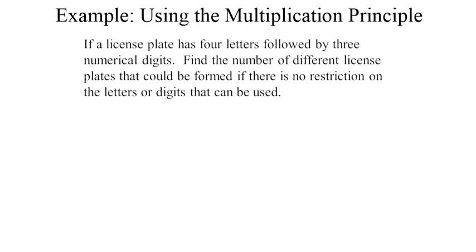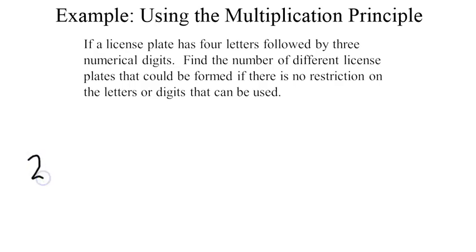Here's another example using the multiplication principle. If a license plate has 4 letters followed by 3 numerical digits, we want to find the number of different license plates that could be formed if there is no restriction on the letters or digits that can be used. If there's 4 letters and then 3 digits, there's 7 total characters on the license plate. If we're picking for that first character 1 letter from the alphabet, there's 26 different options we could have.